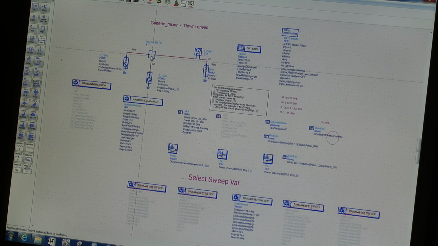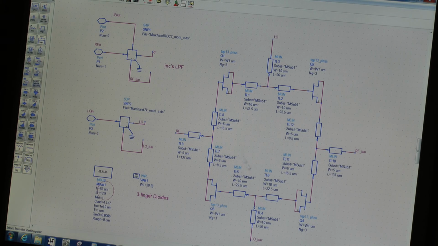So let's just pop into this mixer. What we see is our diode ring here, correctly bonded in a ring formation. Here's our three-port LO Balun, single-ended in, differential out. Here's our four-port center-tapped RF Balun with the extraction of the IF through the included low-pass filter.